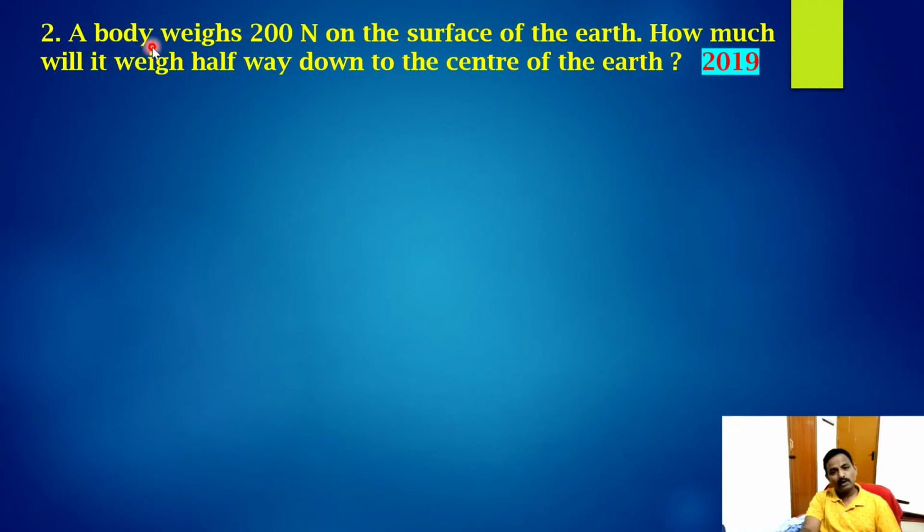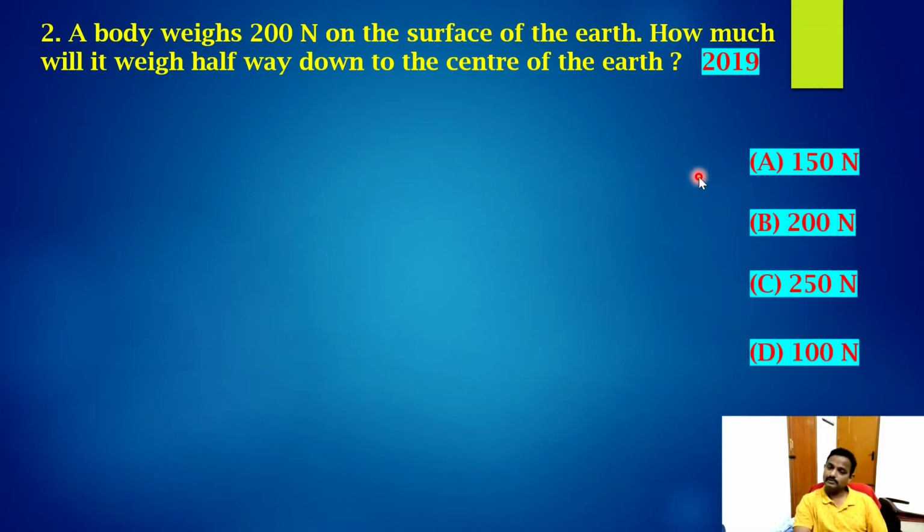A body weighs 200 Newton on the surface of the earth. How much will it weigh halfway down to the center of the earth? It was given in 2019. So here the options: option A 150 Newton, option B 200 Newton, option C 250 Newton, and option D 100 Newton.